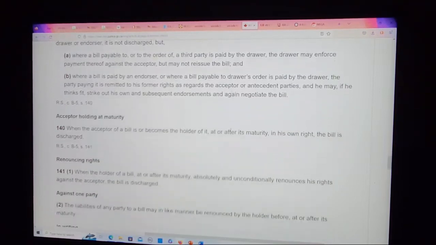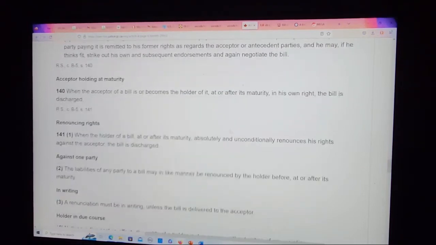And B, where a bill is paid by an endorser, or where a bill payable to drawer's order is paid by the drawer, the party paying it is remitted to his former rights as regards the acceptor or antecedent parties, and he may, if he thinks fit, strike out his own and subsequent endorsements and again negotiate the bill.